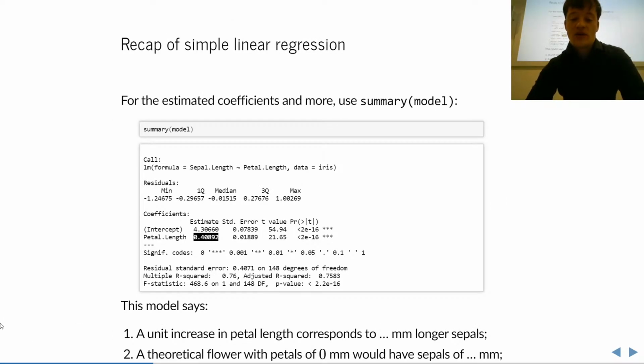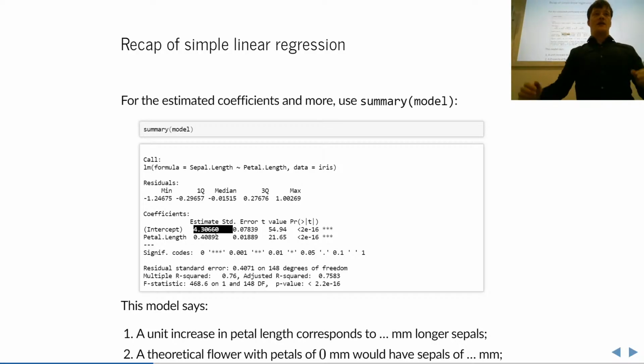Theoretical flower that has petals of 0 millimeters. How large do we predict its sepals to be if the petals are 0 millimeters? Could you speak up a little bit? 4.3. Yeah, 4.3. And why is that? Yeah, the other way around, but that's correct. That's the intercept. So if you take a petal length of 0, then you just do 0 times 0.4, and what you're left with is only the intercept.